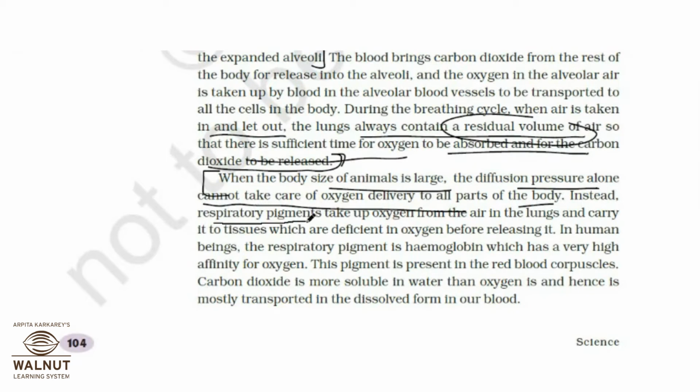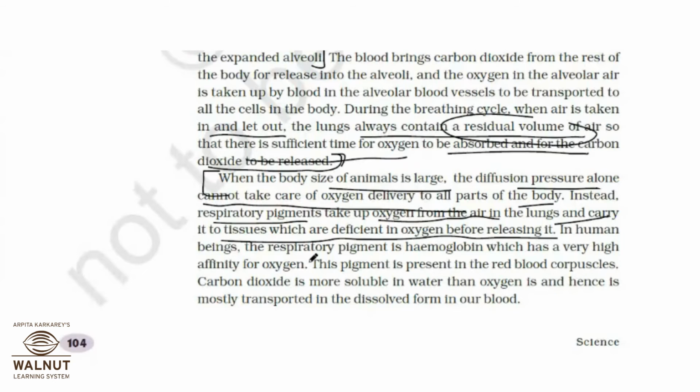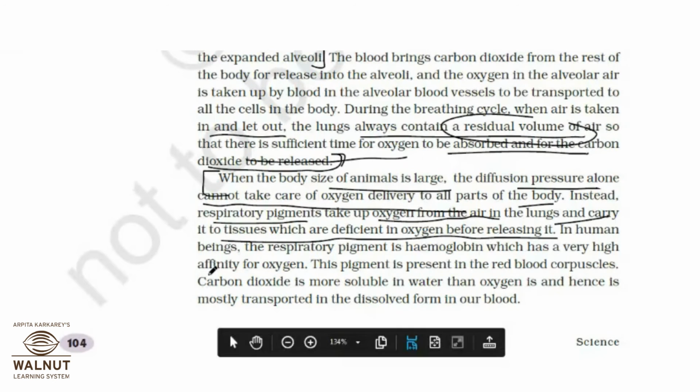Instead, respiratory pigments take up oxygen from the air in the lungs and carry it to the tissues which are deficient in oxygen before releasing it. What is the respiratory pigment present in the human body? Hemoglobin, correct. Hemoglobin has a very high affinity for oxygen. This pigment is present in the red blood corpuscles, that is, RBCs.